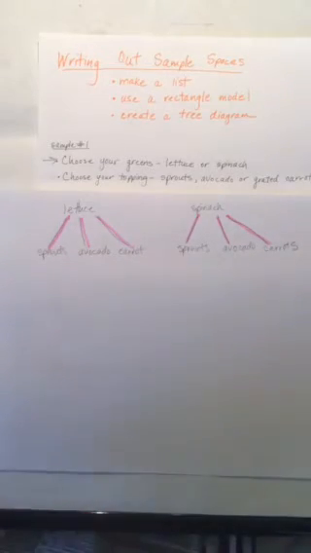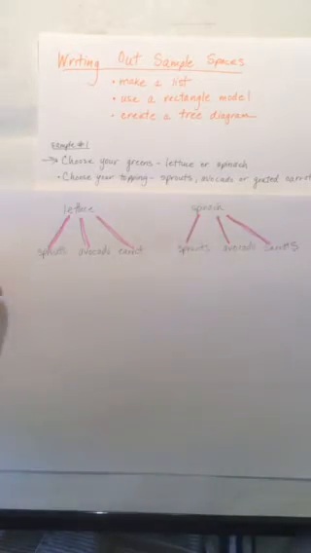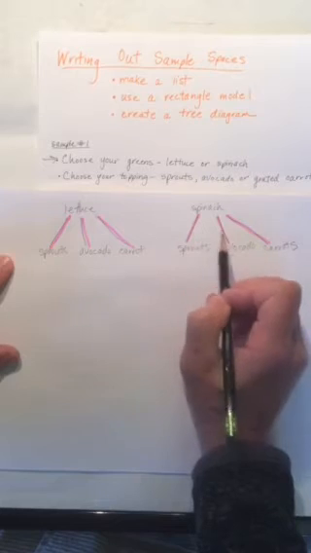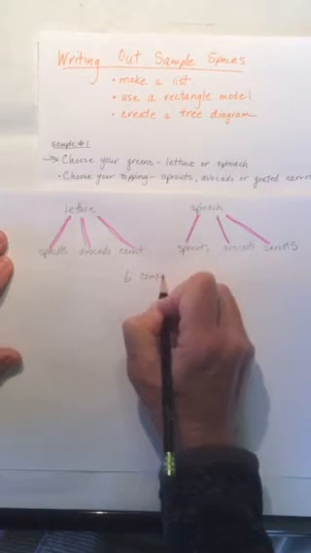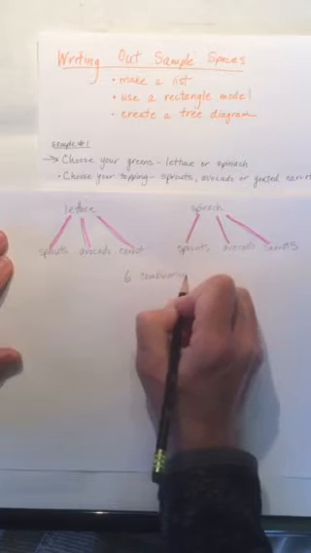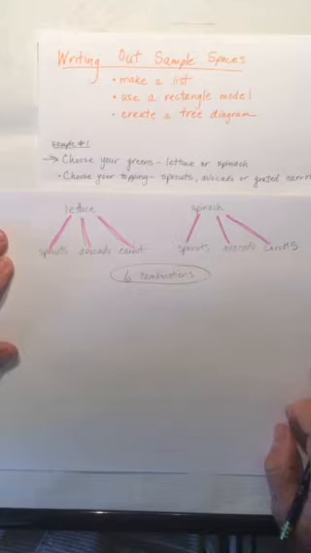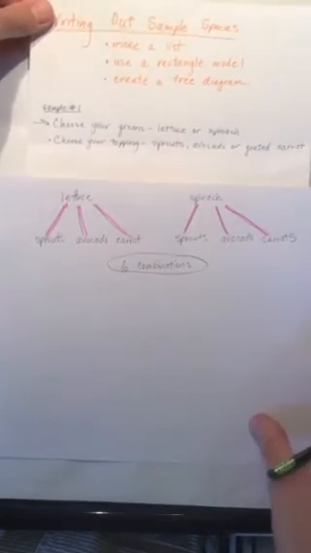So let's see. If each path represents a different combo, we've got 1, 2, 3, 4, 5, 6. So there are 6 combinations. And that's a tree diagram. Okay, so there's sample number 1. Let's take a look at our second sample.